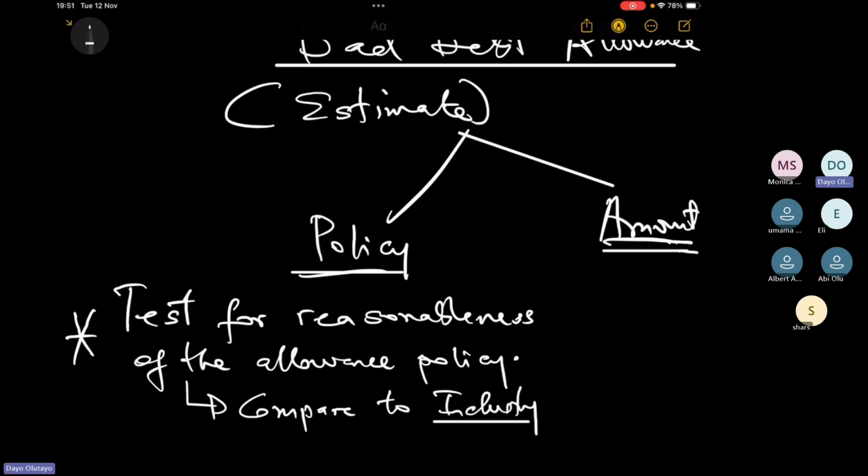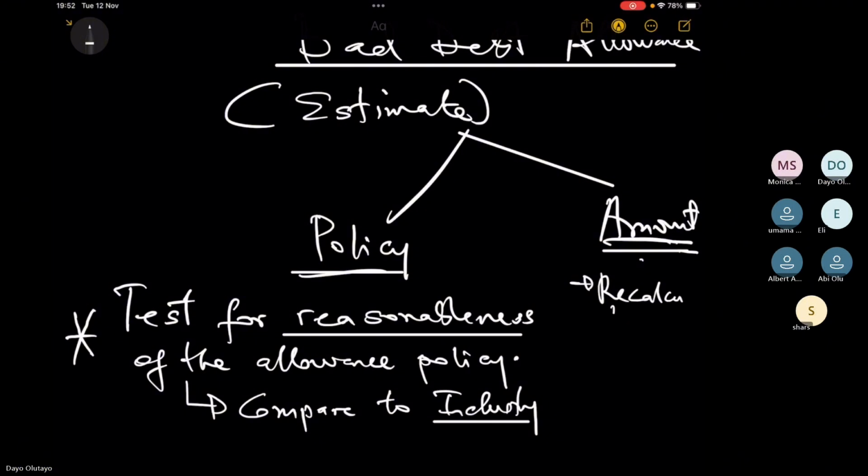If it is similar to what other people in the industry are doing, that means it is reasonable. But if not, then it's unreasonable. Then once you test that the policy is reasonable, having compared to the industry, you need to test the amount. And that means you need to do recalculation based on the policy.